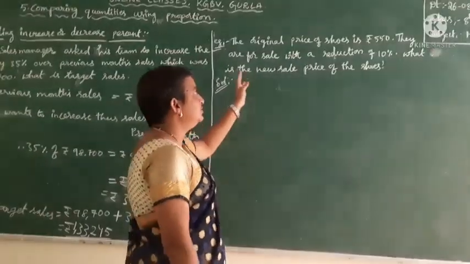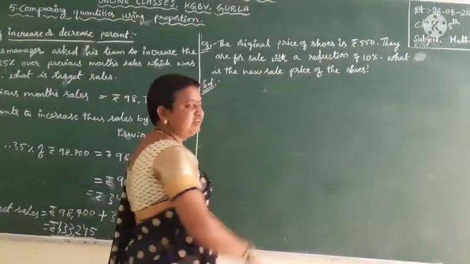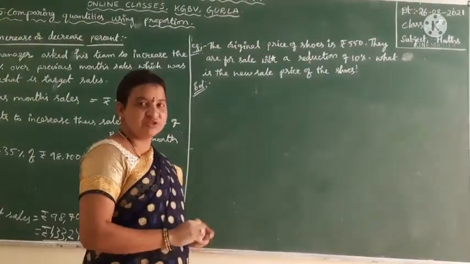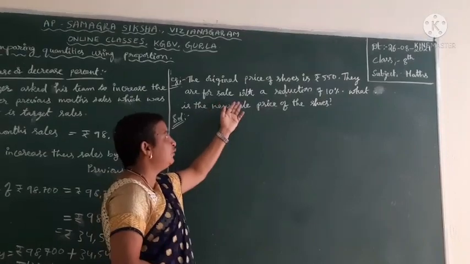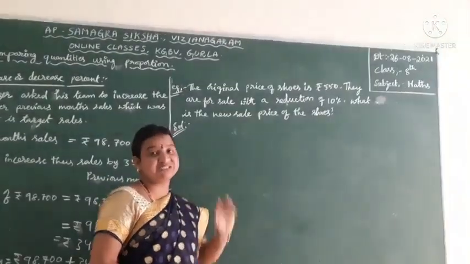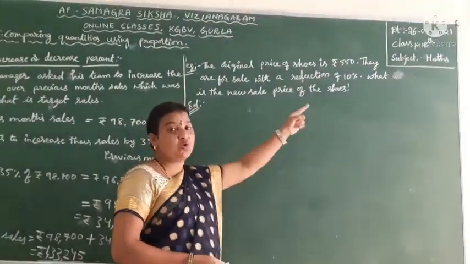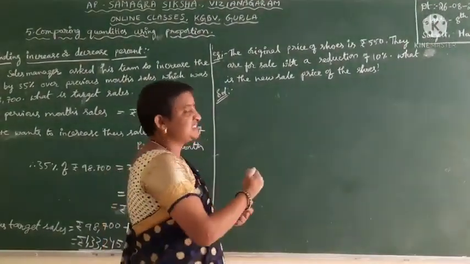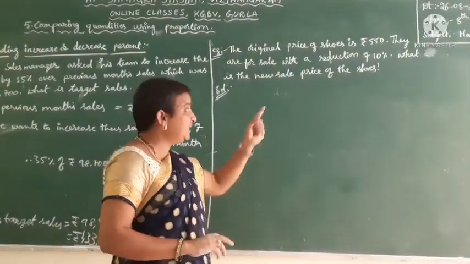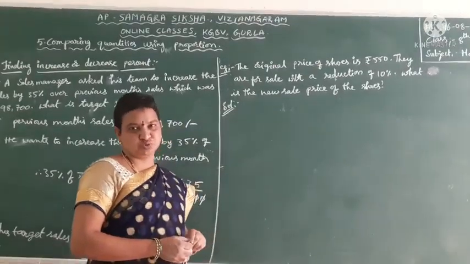Now this example. The original price of shoes is rupees 550. They are for sale with a reduction of 10%. Reduction means he decreases the cost price by 10%. What is the new sale price of the shoes?